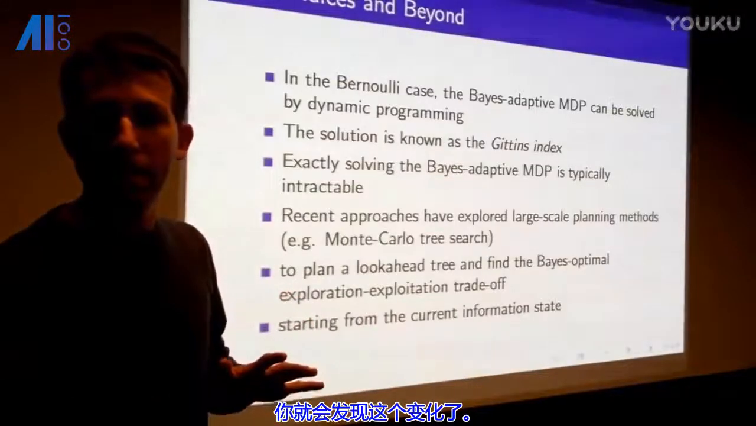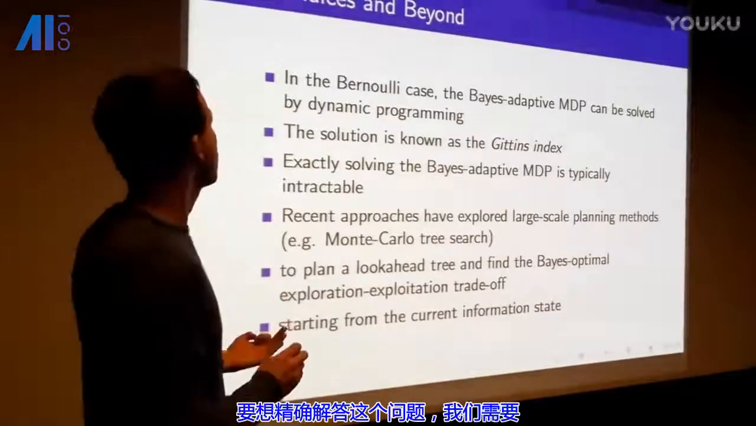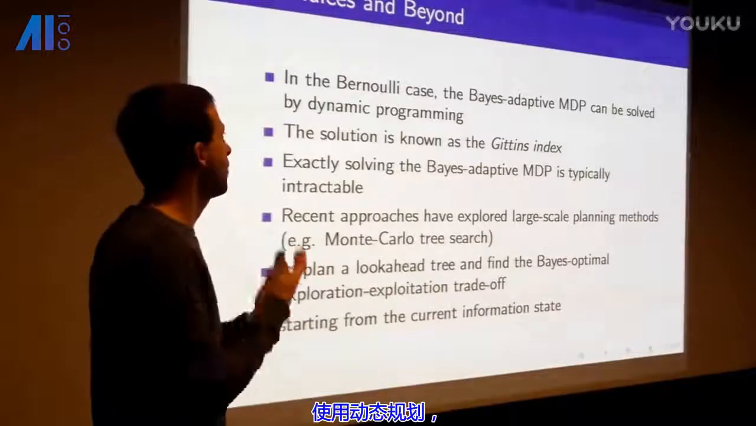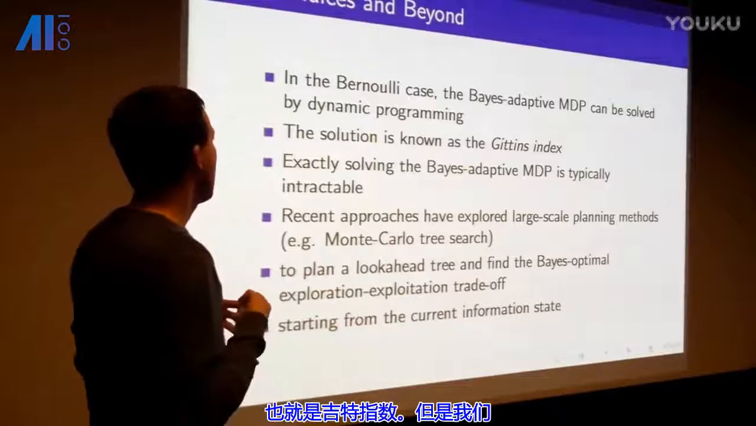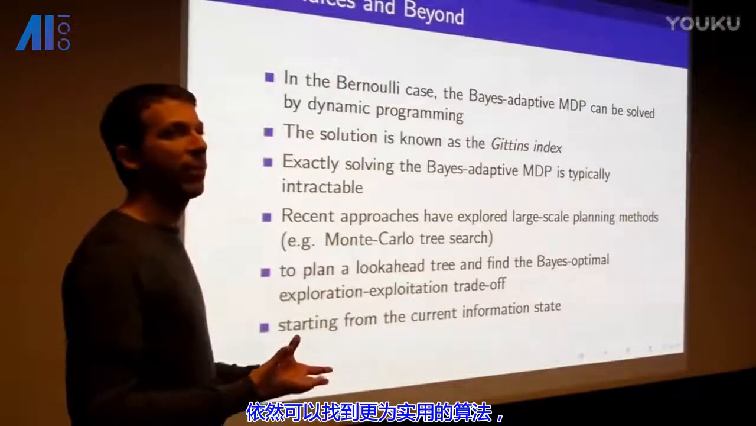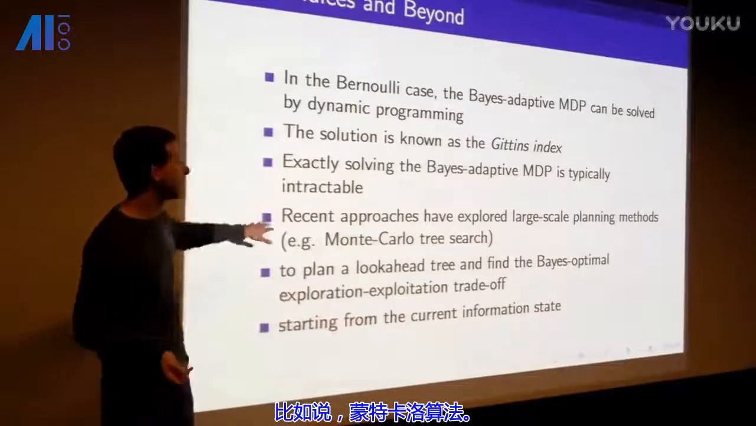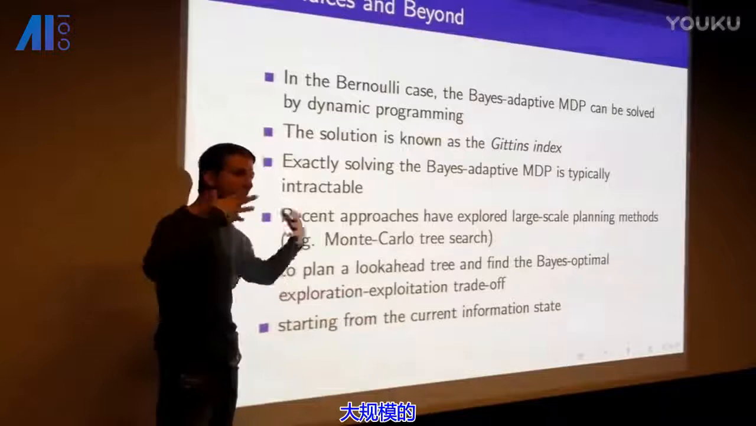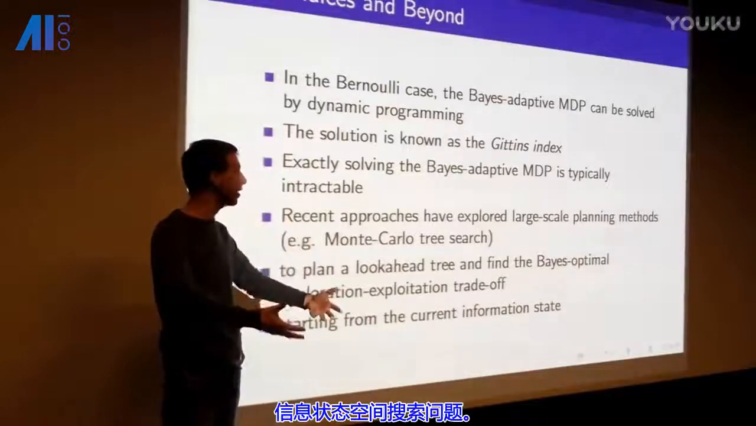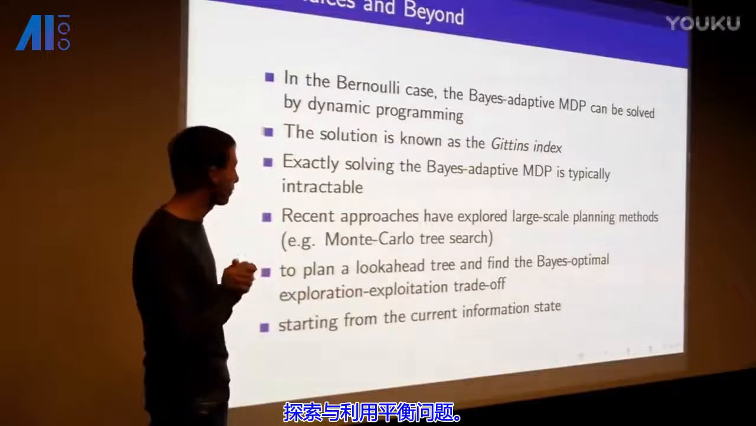Okay. So the exact solution to this problem is known, and can be computed by dynamic programming. It's known as the Gittins index. But it's also possible to find this in a more tractable way. For example, we use Monte Carlo tree search to come up with a very tractable approach to this very large information state space search. And that works very well in a lot of exploration-exploitation trade-off problems.